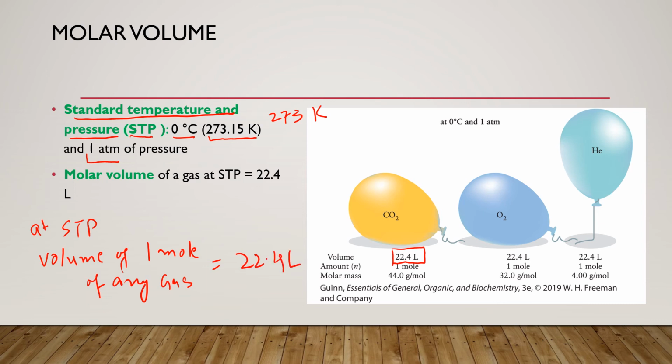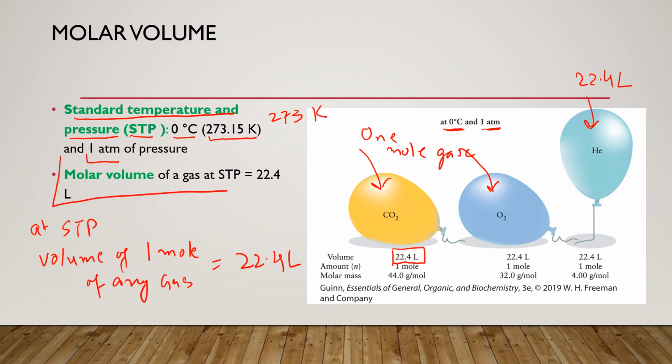So for example, if we have three balloons and each of these three balloons is filled with three different gases, and the temperature of those gases is 0 degrees Celsius and pressure is 1 atmosphere, the volume of all of these gases will be 22.4 liters. Because this is the volume of 1 mole of gas, this volume is also known as molar volume. So we can say the molar volume of any gas at STP is 22.4 liters.